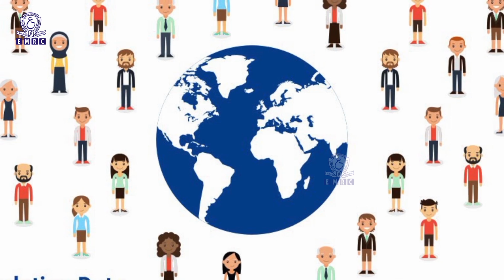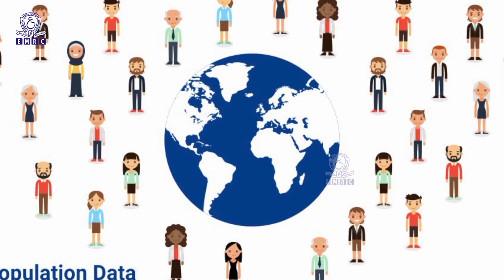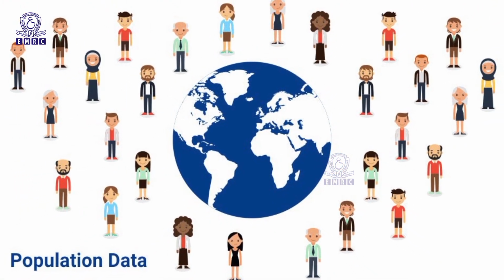Population must be defined in terms of elements, sampling units, extent and time, because there is very rarely enough time or money to gather information from everyone or everything in a population. The goal becomes finding a representative sample or subset of that population.